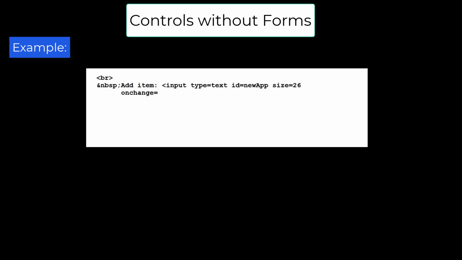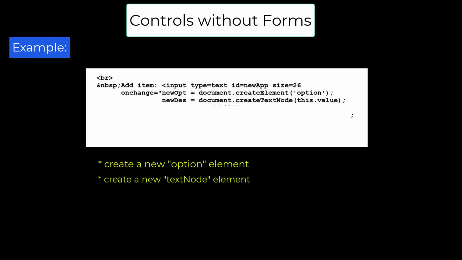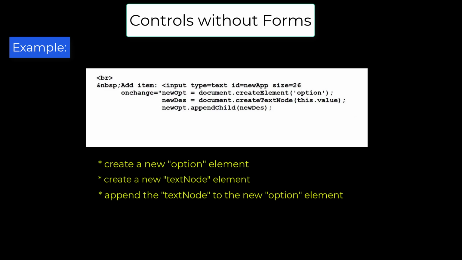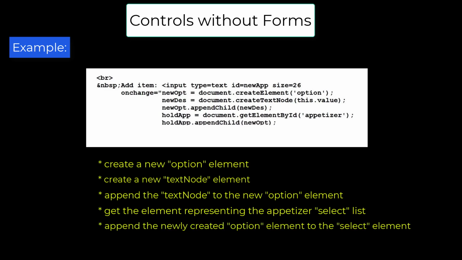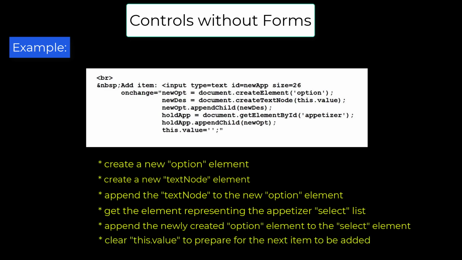So what we need to do is create a new option element that we'll add to the list, create a new text node element that contains the value the user entered. This.value will retrieve that. Append the text node to the new option element. Then get the element representing the appetizer select list and append the newly created option element, including its text node, to the select element, and then clear the this.value for the input element, ready for the next item to be added. That is, and here's our code.